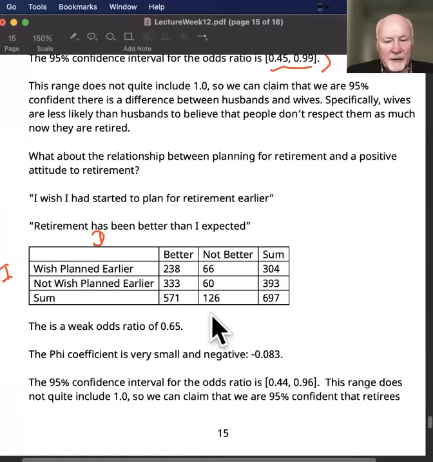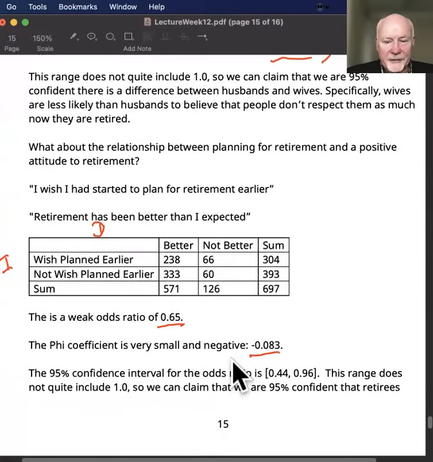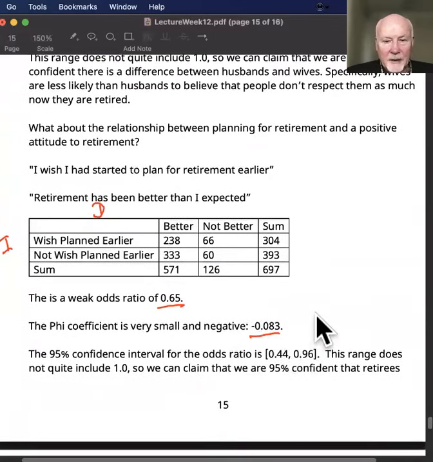So this time, again, we get a fairly weak odds ratio, 0.65. The phi coefficient is pretty small. It's a little bit bigger than the previous one, but minus 0.08, so that's a small correlation. And again, the 95% confidence interval just sort of squeaks in, so it doesn't quite include 1: 0.44 to 0.96. So again, we can claim that we're 95% confident that there's a difference here. Yes, Sarah.